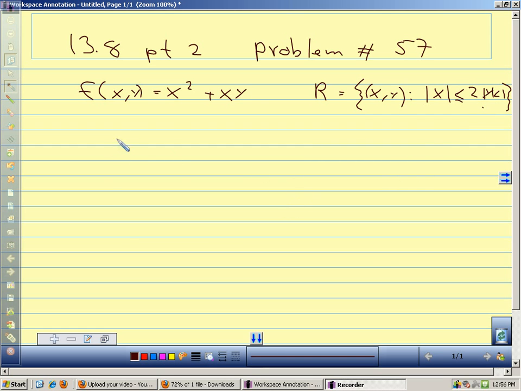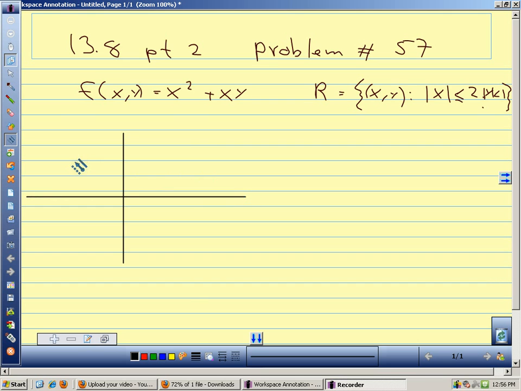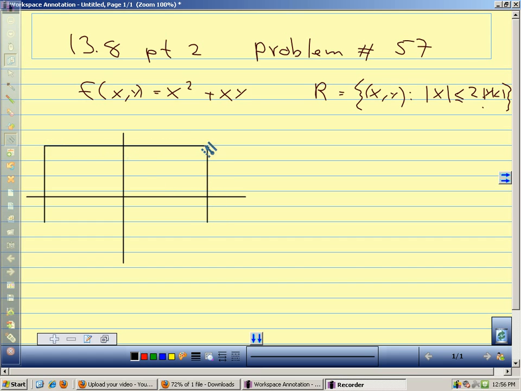So let's make a sketch of this region. So here are my axes, just a quick sketch to help us visualize what we're talking about. Absolute value of x less than or equal to 2, absolute value of y less than or equal to 1. So we're in between. Just going to do it like so. So we're on this rectangle.